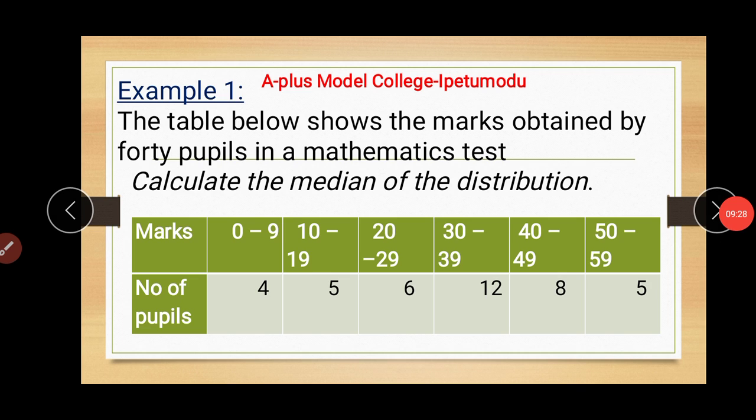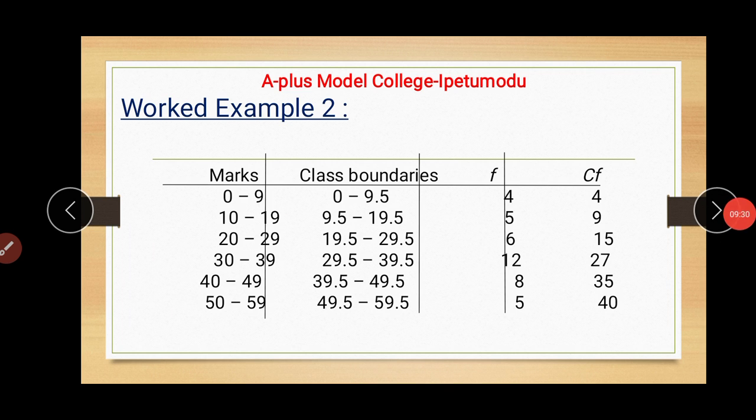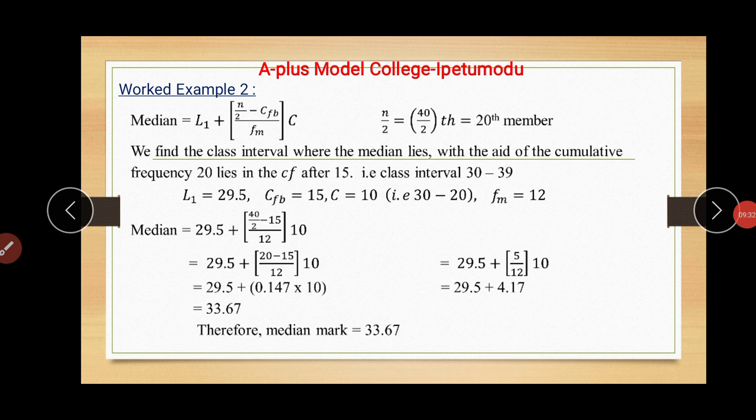So whenever we have this, let's look at the way it is being solved. Look at the median is L1. Don't forget L1 is the lower class boundary of the median class. Now let's look at what the median class is. You can see that this is 40, the number of people. When you divide that 40 by 2, you have 20. So that means the 20th member is the median class.